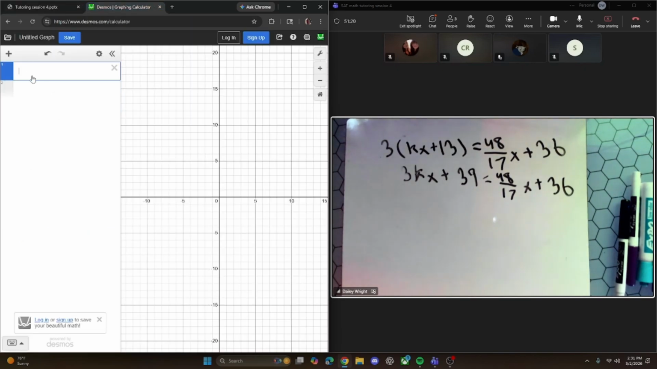So 3k, and I'm going to use that squiggly line again, equals 48 over 17. So this is the answer to your equation. It would be k equals 0.9411.